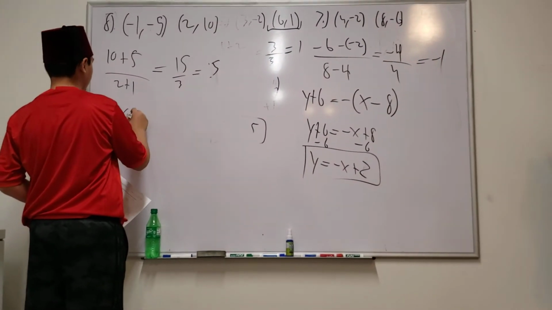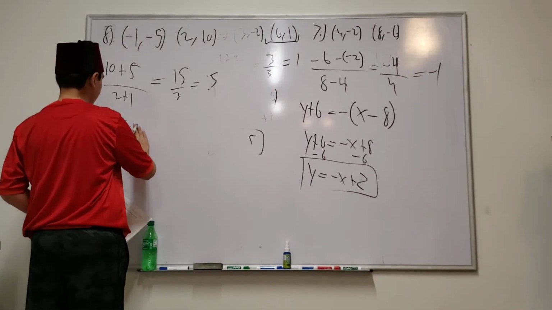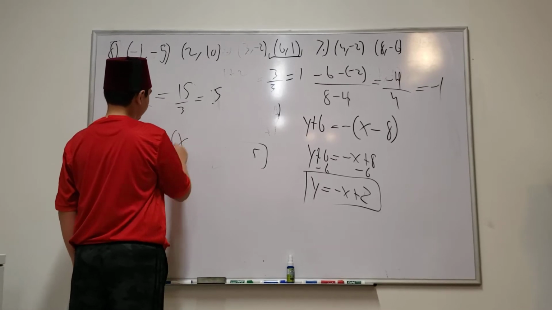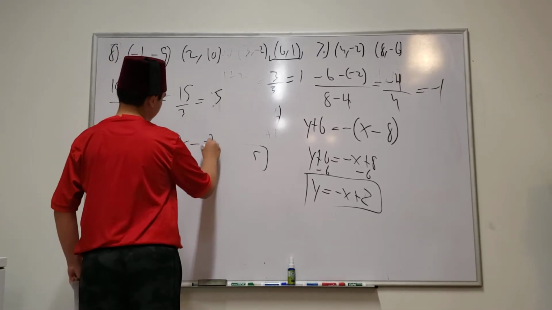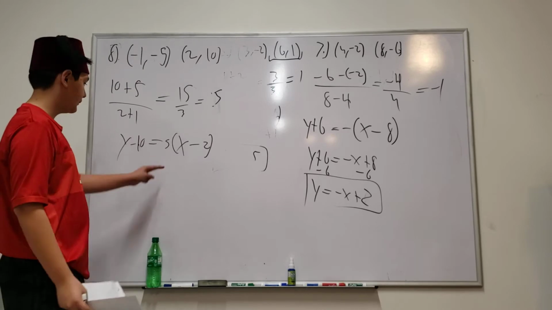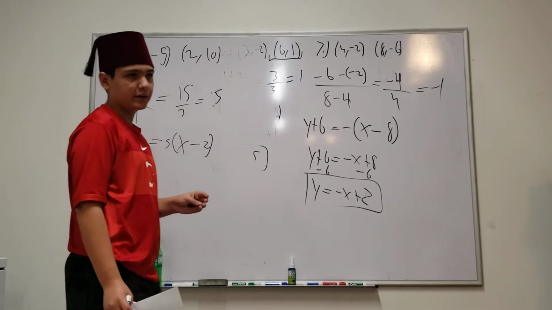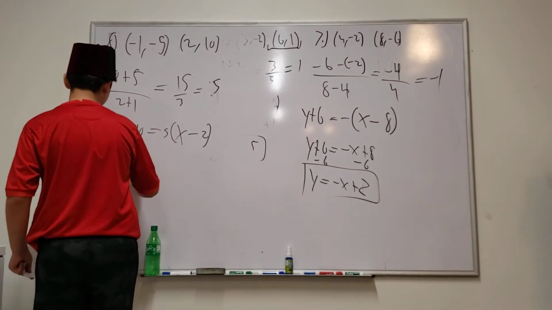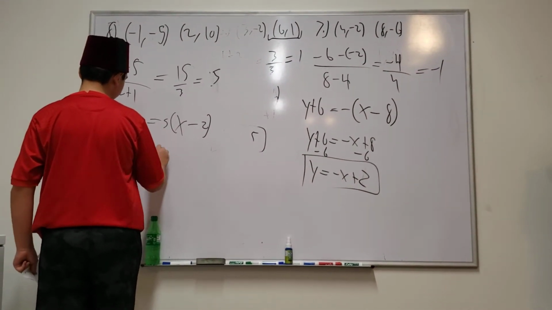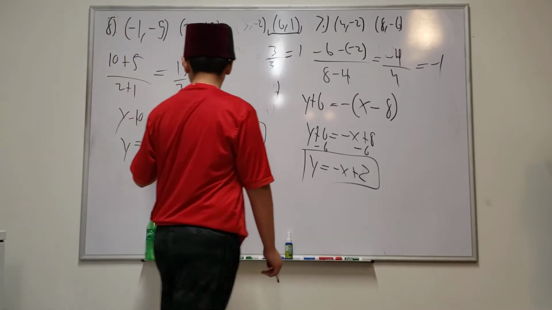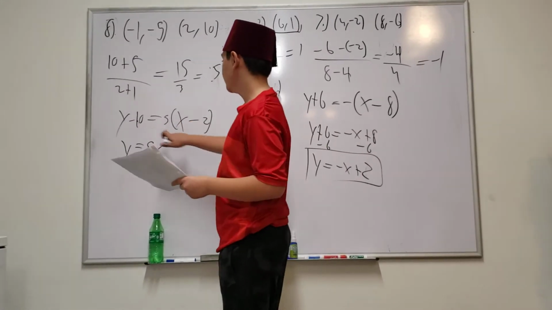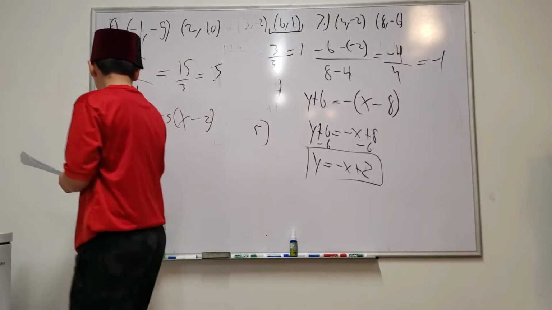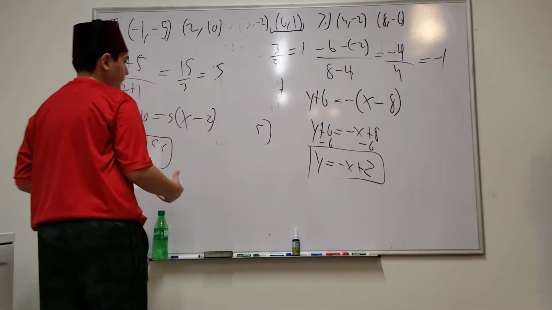So y minus 10 is equal to 5 times (x minus 2). So we're going to distribute the 5 inside, and then we're going to add 10 to both sides. Okay? So it'll give us y is equal to 5x. So this negative, you add 10, so it'll be negative 10. So this just cancels out. You'll just get y equals 5x. And that would be your final answer.